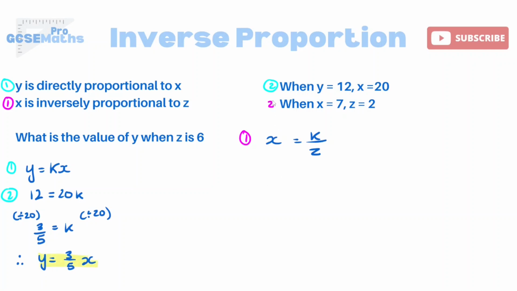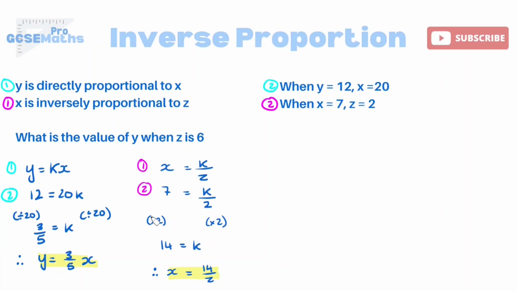Okay, now let's do step 2 for the second one. So using our matching pair, we want to find k. Obviously, the k is going to be different in each relationship. So when x is 7, z is 2. So I've got 7 equals k over 2. I'm going to times across by 2, which gives me 14 for k. And therefore, this equation is going to be x equals 14 over z.